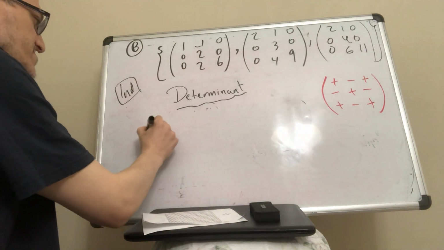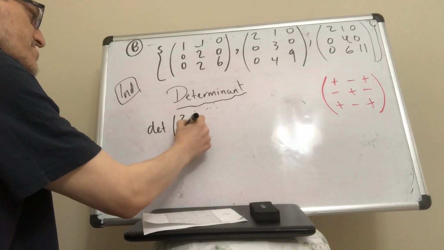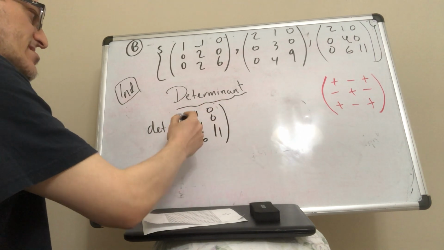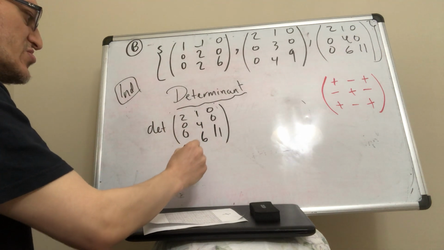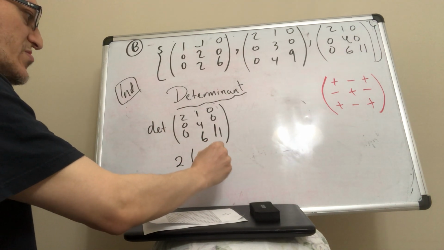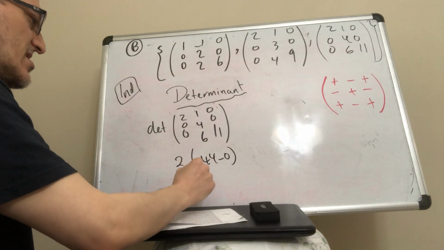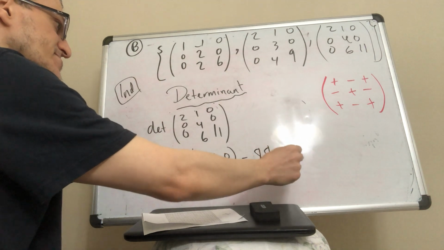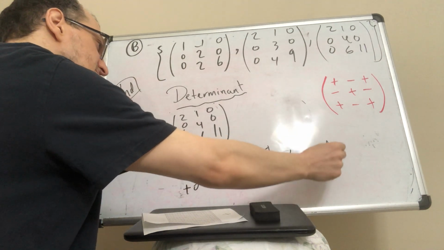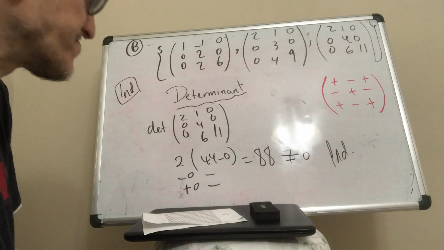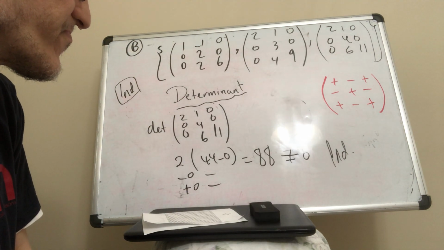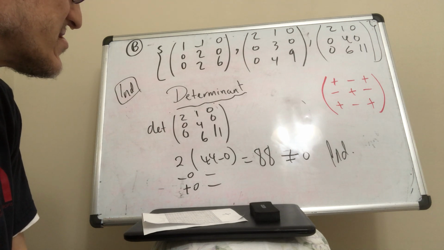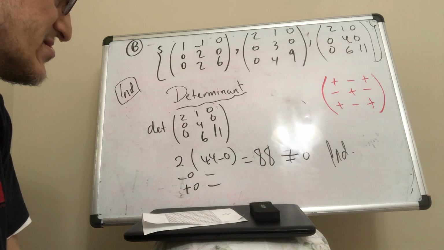Let's do the last one. It doesn't matter, I start here, 2, 44 minus 0, a negative 0, positive 0, answer is 88, not 0, independent. Good? So this is how you deal with this.